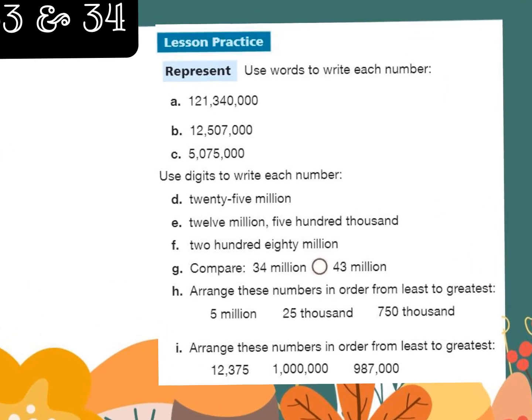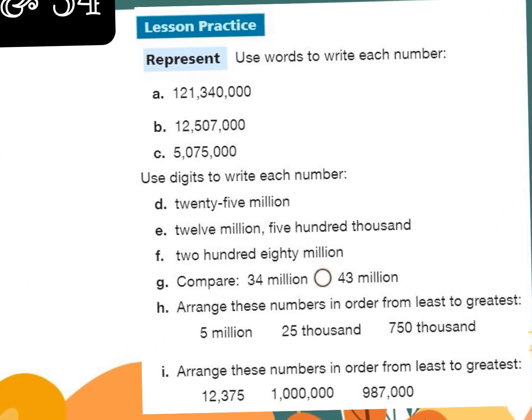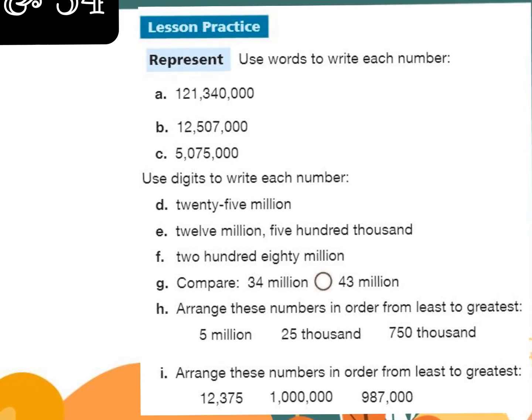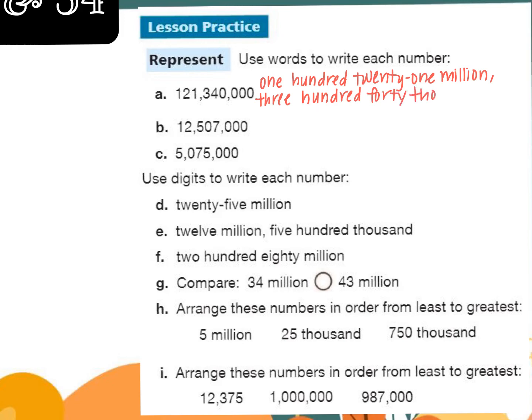Okay, here is a little bit more practice. So it says use words to write each number. How would I write A? The very first one is in which place value? 121 million. 340,000. 12,000. That's correct.